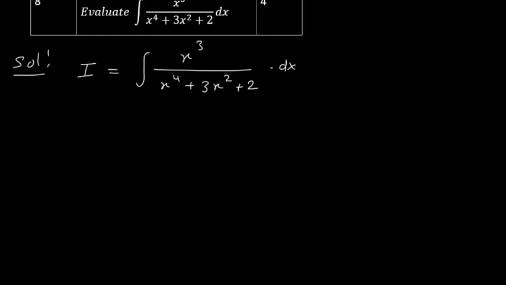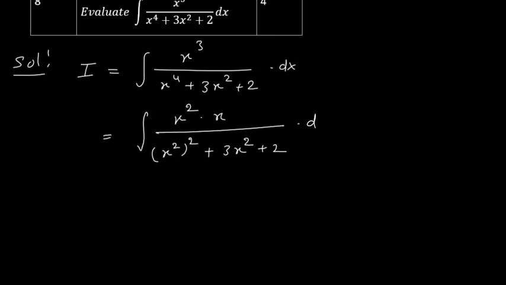If you observe carefully, you can see that the numerator x cube can be written as x square into x, and the denominator is already x power 4, that is x square the whole square, plus 3x square plus 2. That means it is a pure case of substitution. So first you have to substitute. Actually there is no need of writing this step, directly you can substitute.